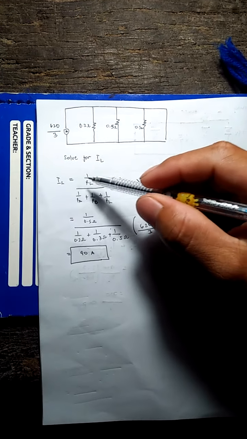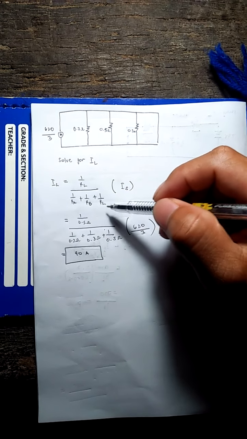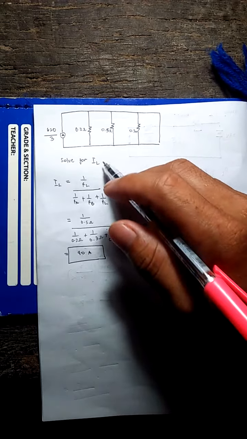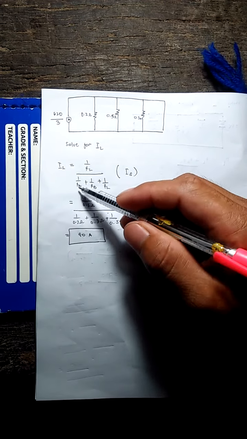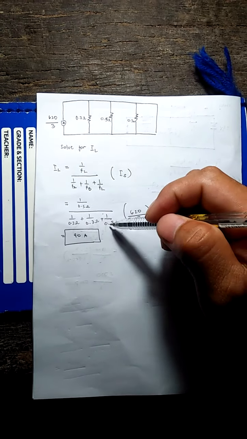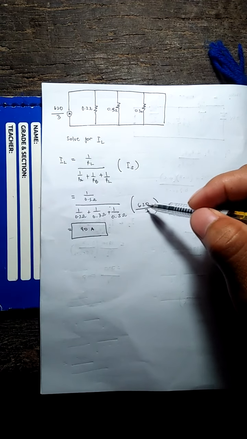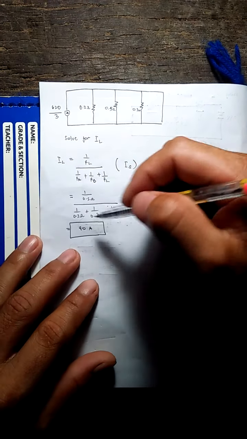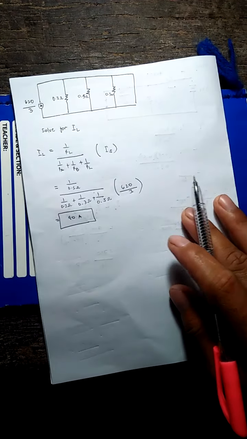IL can be solved as 1 over RL over 1 over RA plus 1 over RB plus 1 over RL. So substitute: RL is 0.5 ohms, RA is 0.2 ohms, RB is 0.3 ohms, RL is 0.5 ohms, times our IS, which is 620 over 3. By typing it in a calculator, we will have a result of 40 ampere. So we are done solving our IL.